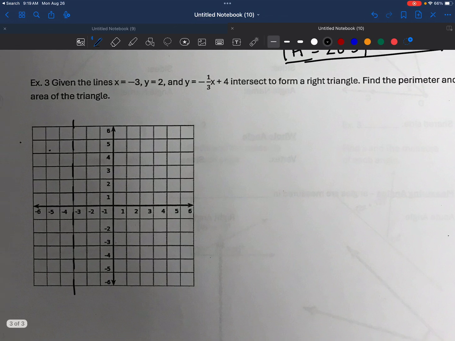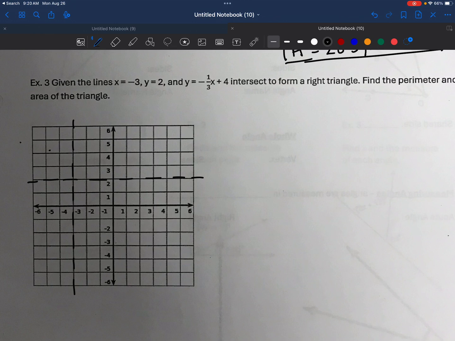I'm just going to draw a dashed line for now until we make this figure. Can you guys see that okay? Did I change the color? Okay. So if x equals -3 is a vertical line, what would y equals 2 look like? This way. Horizontal, okay? Horizontal line at +2.